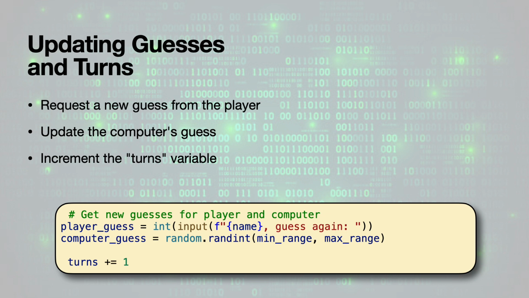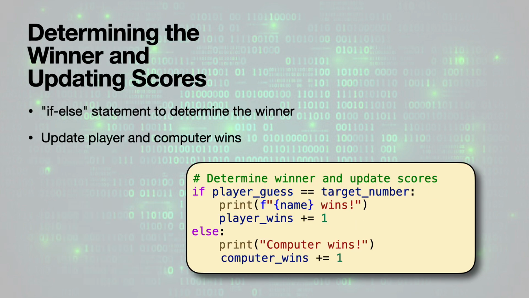Inside the inner game loop, we request a new guess from the player and update the computer's guess each time the loop goes round. We also increment the turns variable to keep track of how many turns it takes to find the correct answer. The inner game loop ends. We use another if-else statement to determine the winner based on who guessed the target number correctly. We then update the player and computer wins accordingly.